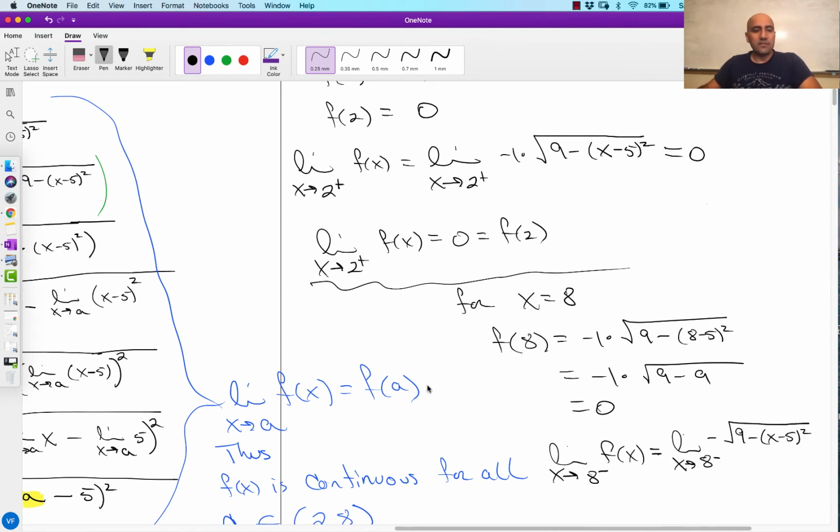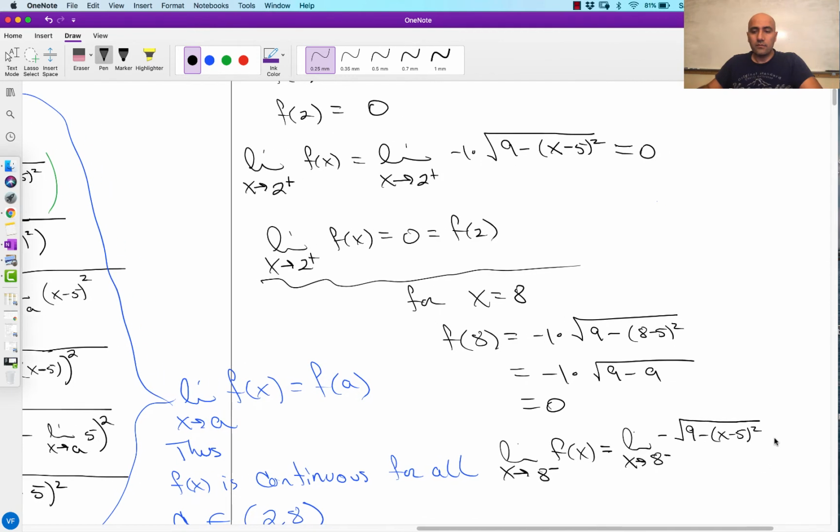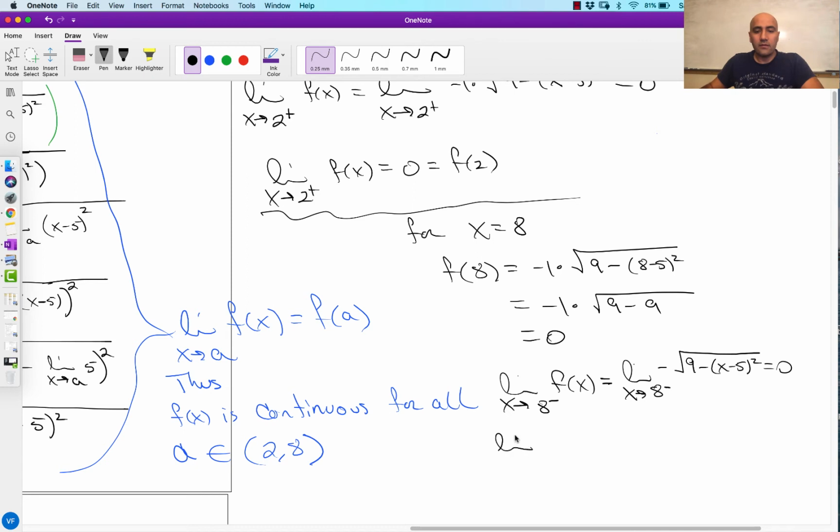And so in the same style as we did before, we can again go through the process of showing that the limit as x approaches 8 from the left-hand side of this is also going to be equal to 0. And so again, we can show that the limit as x approaches 8 from the left-hand side of f of x will be equal to 0, which is equal to f of 8, which means that we've established that this function is continuous at x equals 8 from the left-hand side.